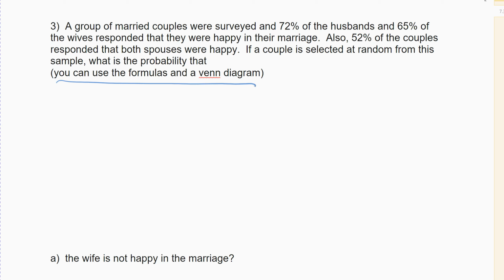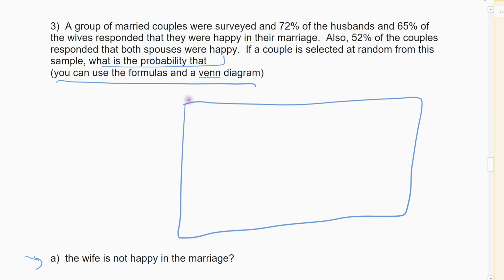So out of how many, I don't know, but we've got these percentages where we've classified people as husbands being happy, wives being happy, or both being happy. Couples are selected at random. We'll get to the probabilities in a second. So first, I'm going to set up a Venn diagram. What's interesting about the Venn diagram, remember, is that the Venn represents all of the people. I don't know how many people were surveyed, but I know that all of the people are represented by 100%.